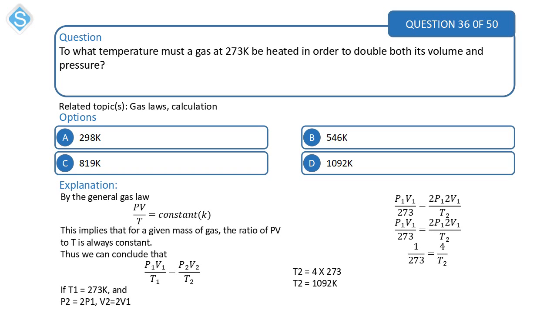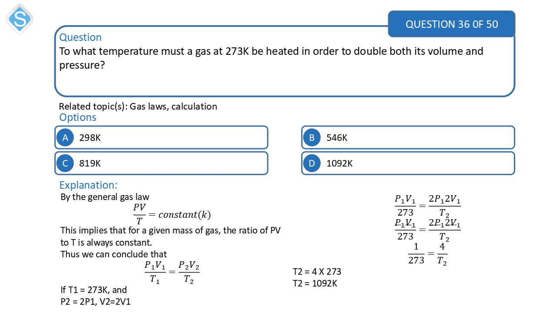That's the initial temperature. We now want to know what must be its temperature in order for the new pressure to be 2 times its original pressure. The new pressure is P2. So at what temperature is P2 going to become 2 times P1, and V2 is going to become 2 times V1? That is, the new volume becomes 2 times the original volume.